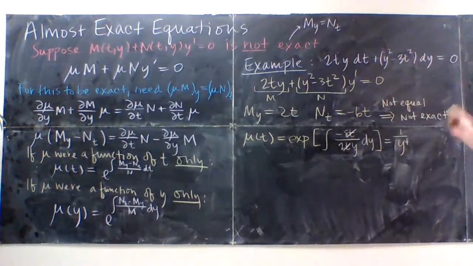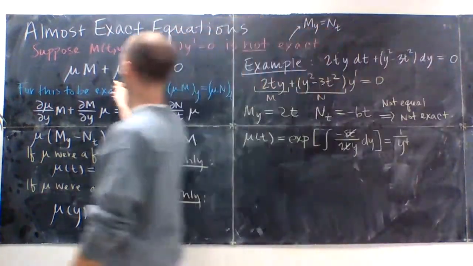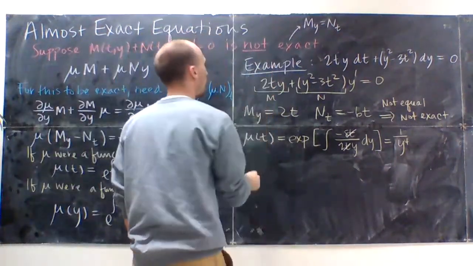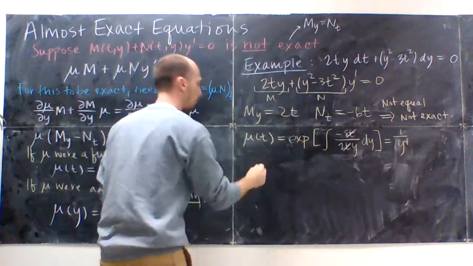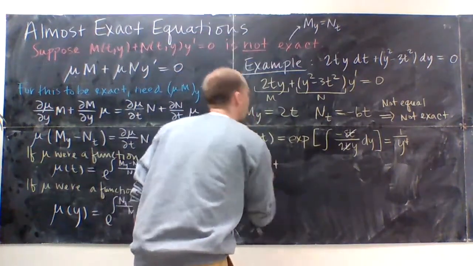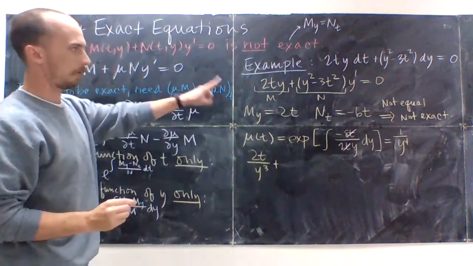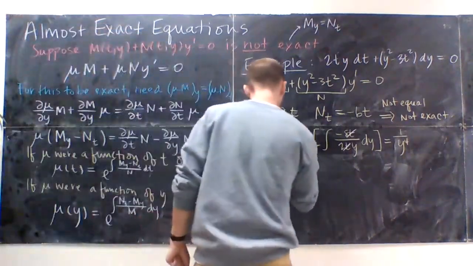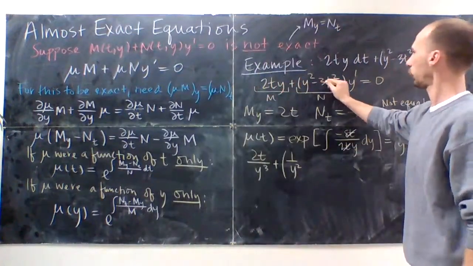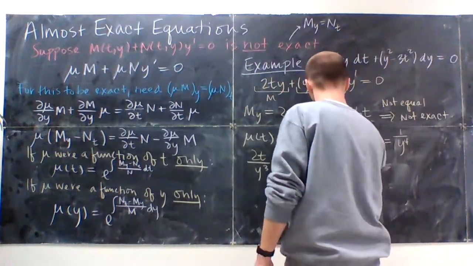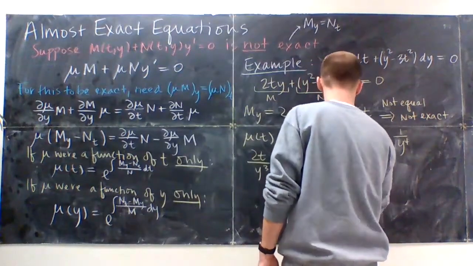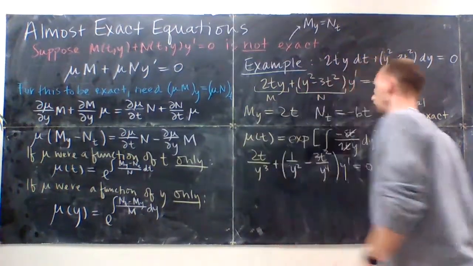Right, and then, just like before, I'm going to multiply everything by that mu, that 1 over y to the 4. So I have 2ty over y to the 4, which is 2t over y to the 3, plus, if I divide all of that by y to the 4, I'll have 1 over y to the 2, and minus 3t squared over y to the 4th, y prime equaling 0.